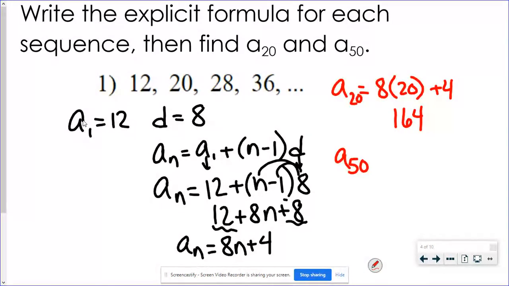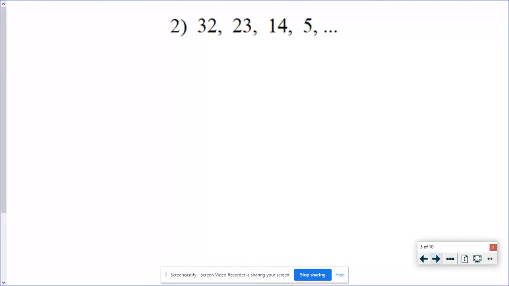If I wanted to find the 50th term, oh, and I wrote the wrong number there. The 50th term would be 8 times 50 plus 4. Well, 8 times 50 is 400, plus 4 would be 404. I would not want to have to write out, there was a bell, sorry, I would not want to have to write out 50 terms to get to that, but this is how we use the explicit form for this.